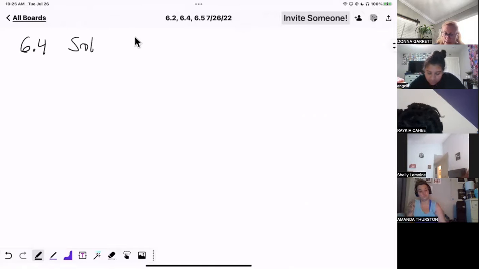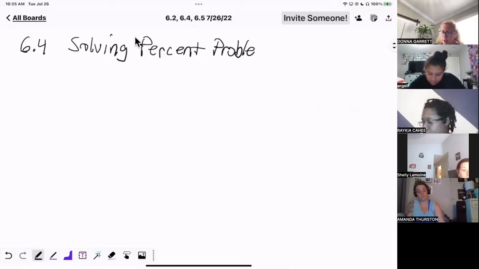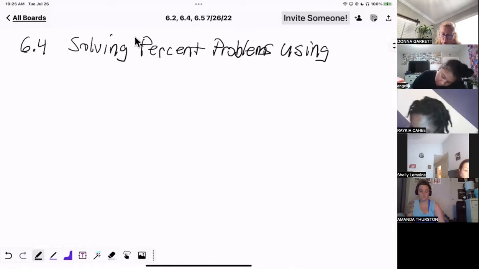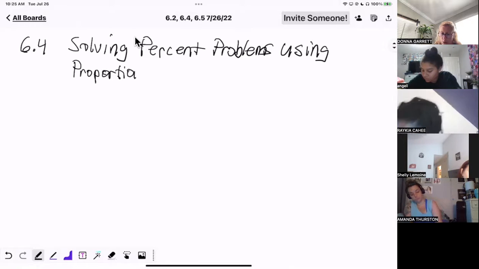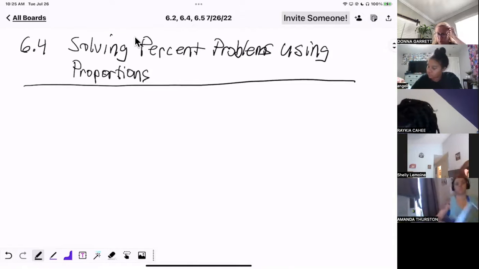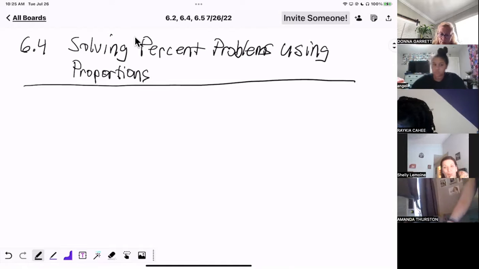Okay, solving percent problems using proportions. Like I said, proportions can be used in so many different applications. You really want to get comfortable with proportions. You're going to see them a lot. I use them a lot in developmental math too. Basically, this is a way to think about proportions.